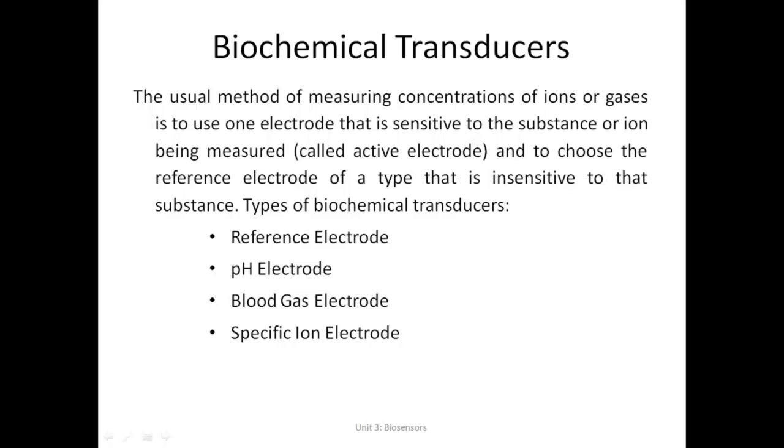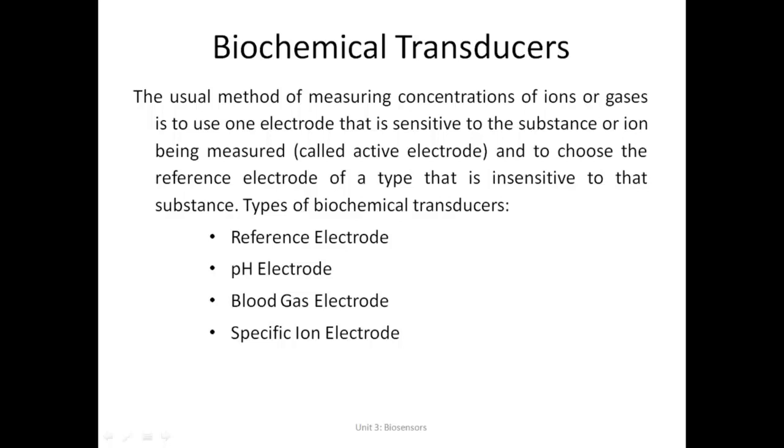So the idea is that the reference electrode is something whose potential does not change, which does not react towards the substance that we want to measure. So we consider that as a reference. Reference means that we are considering the potential of that particular electrode as zero. And with respect to the potential of that electrode, we will be measuring the potential that is developed in the active electrode, which is sensitive towards the substance that we want to measure.